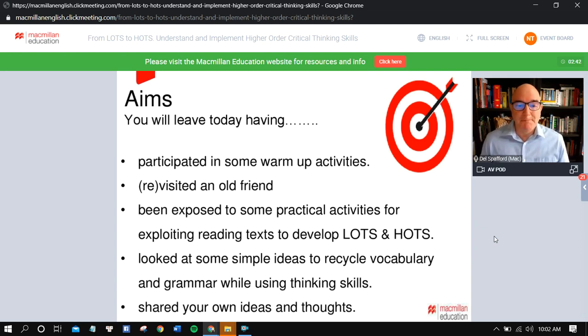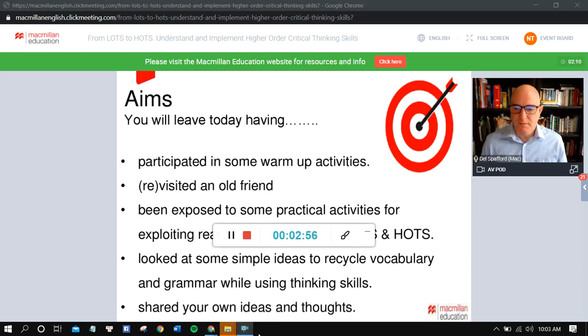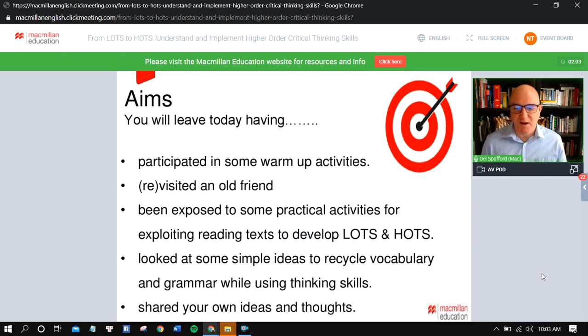We're going to be exposed to some practical activities, and we're going to look at reading text, and we're going to use these reading texts to develop LOTS and HOTS. So a quick one in the chat box. Does anybody know what LOTS are? What are LOTS and what are HOTS? Well, we are going to find out. I'll give you a second. I can see some people typing.